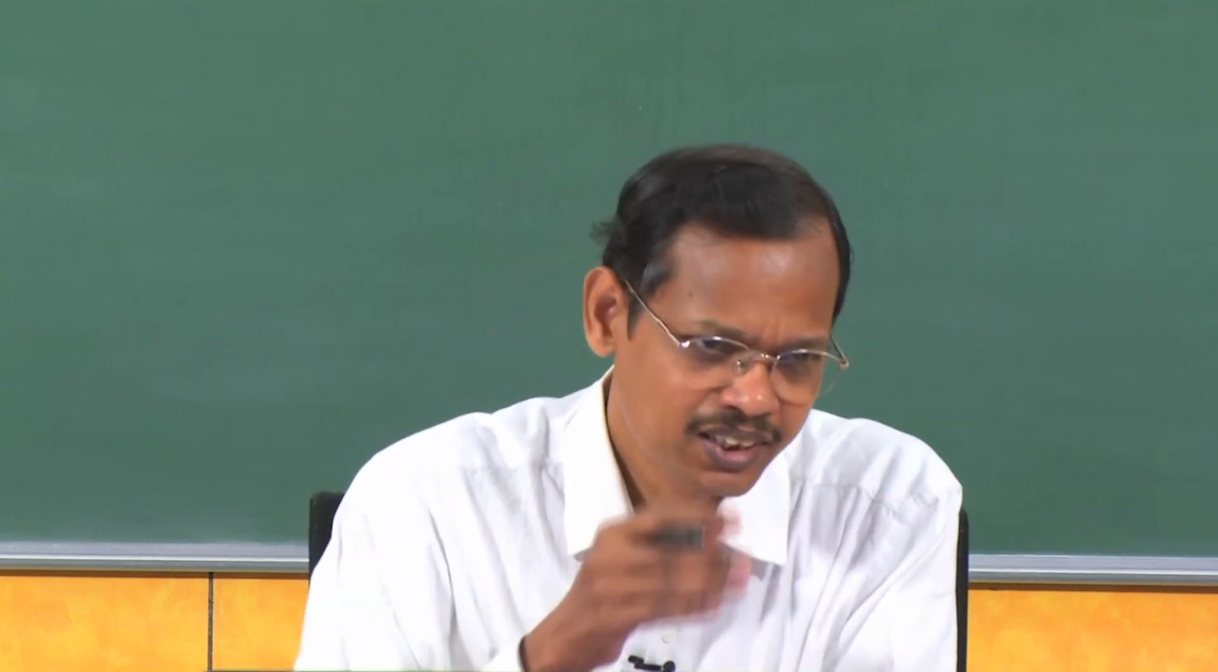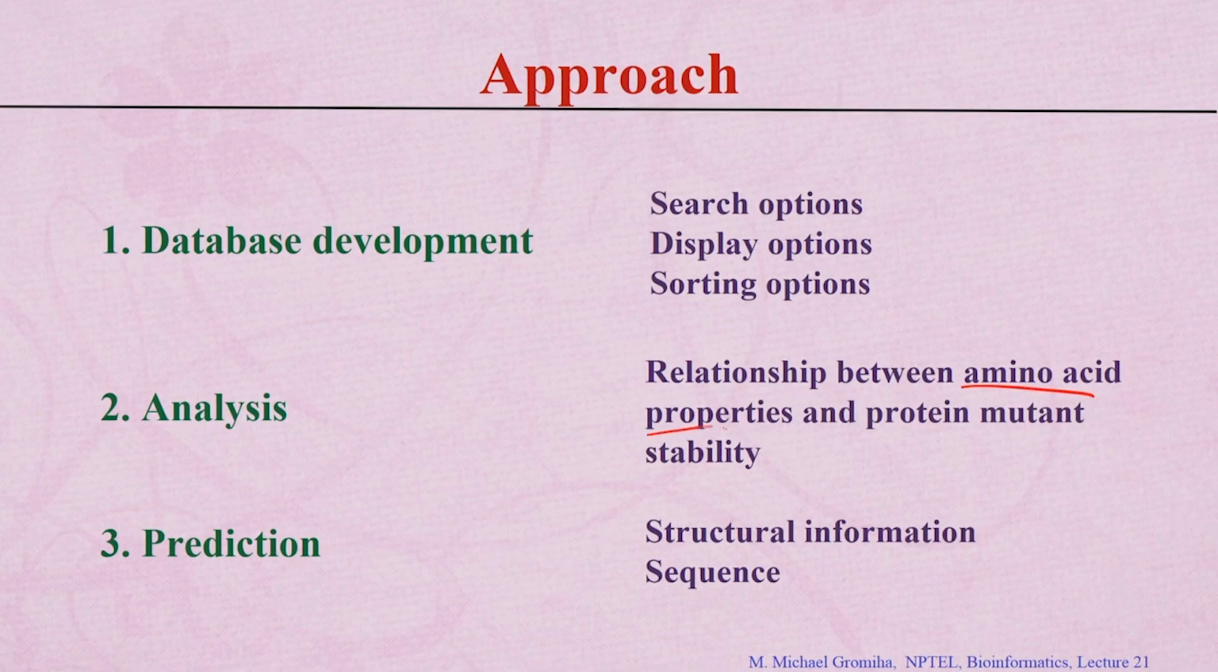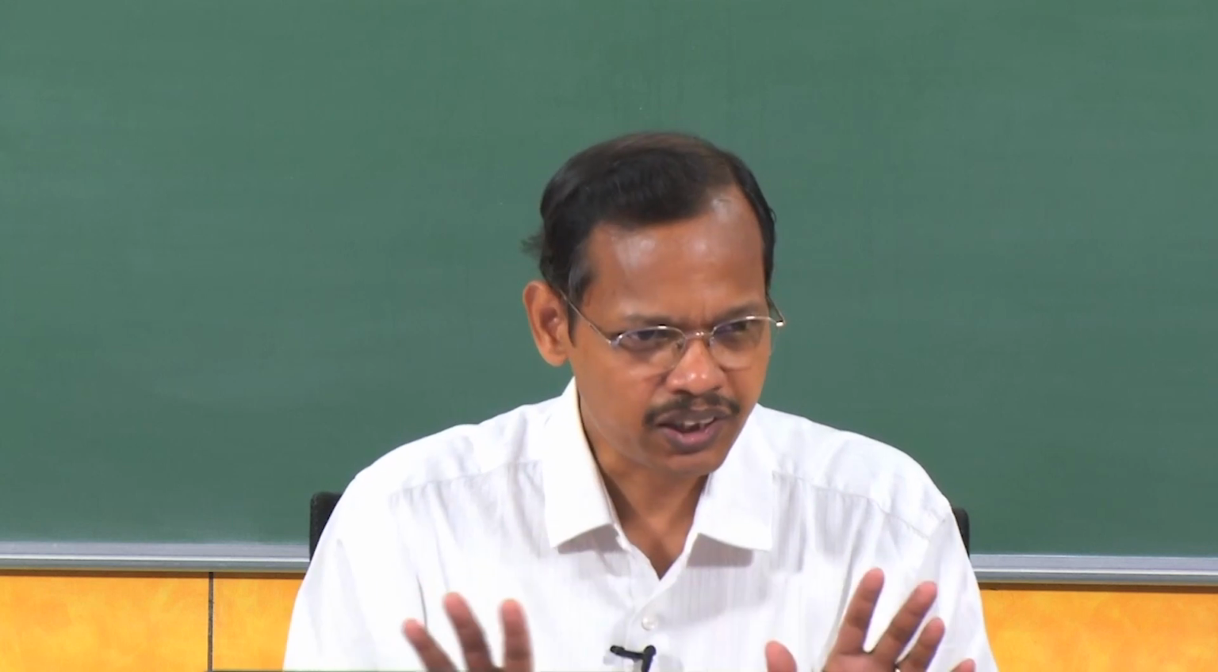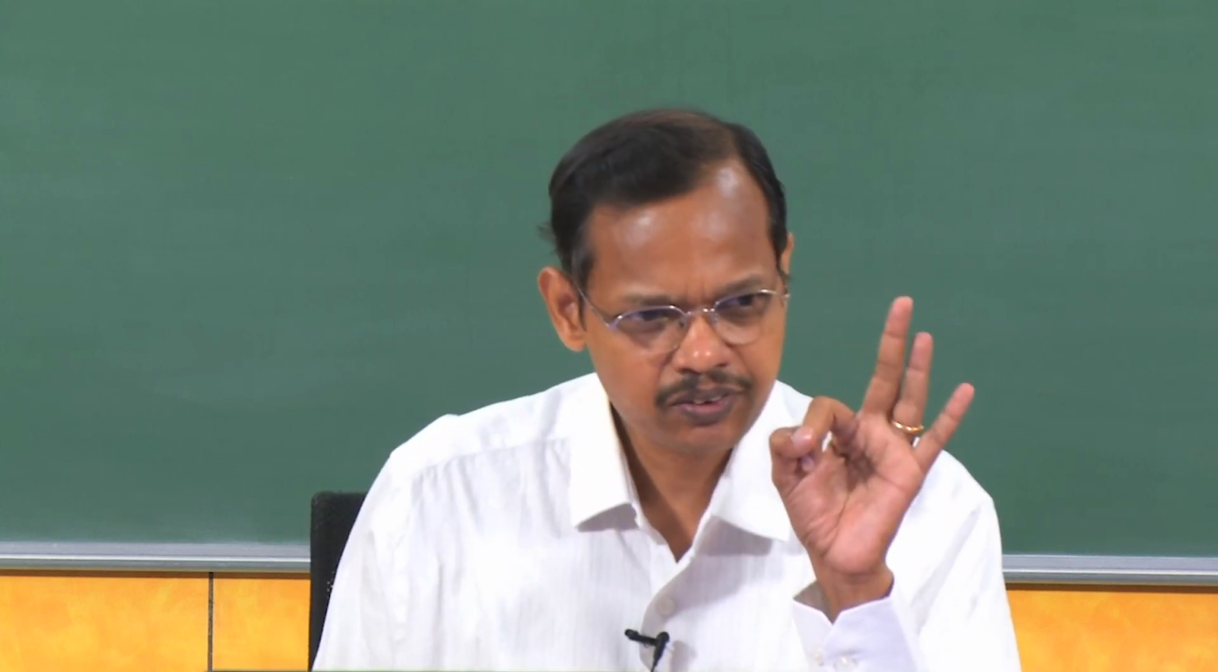Are there any relationships between amino acid properties and the stability upon mutation, any specific properties which can influence the stability of the mutations? Once you relate the properties and the stability, then it is possible to develop models. In this case, you can predict the stability upon mutation for unknown data. So, these are three different aspects.